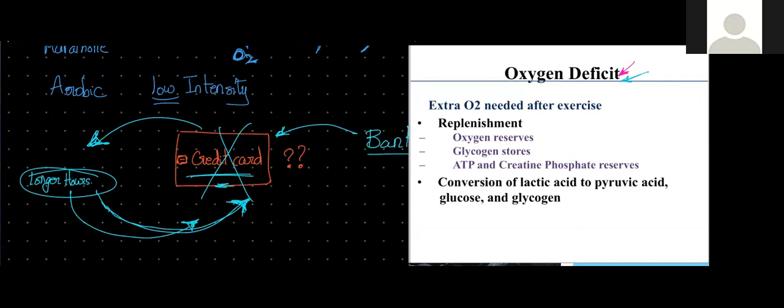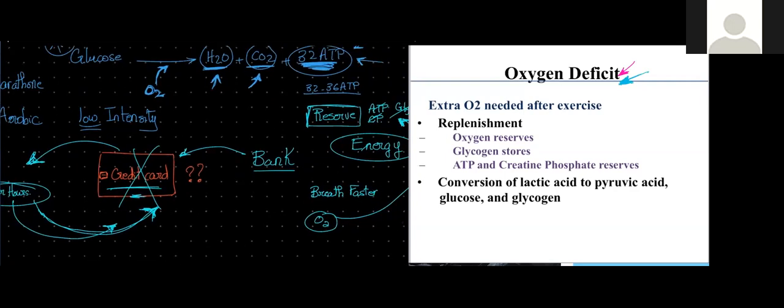The extra oxygen that you're getting at the end of the exercise for you to restore all the reserves that you've consumed during exercise. You're converting lactic acid back to pyruvic acid, into glucose, and then into glycogen. You have consumed energy that you are not currently producing. You are consuming reserves. Is this point clear? Clear? Oxygen deficit.